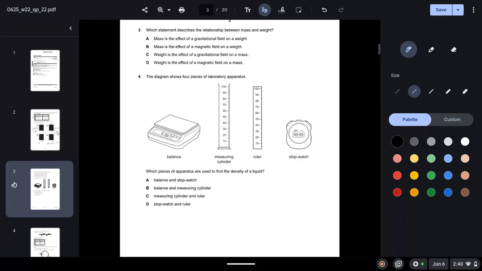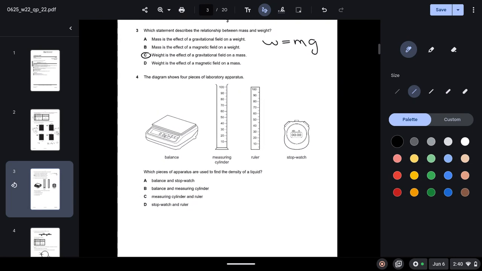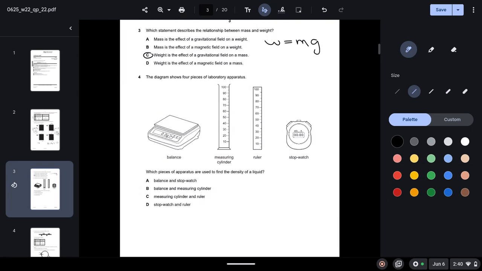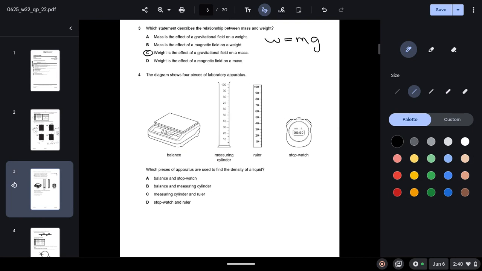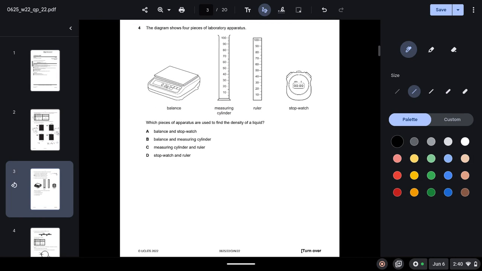Question 3. Which statement describes the relationship between mass and weight? So we know the formula W equals mg. So mass is the effect of a gravitational field on a weight. This is the opposite. Weight is the effect of the gravitational field on a mass. So option C is correct. Weight is the effect of a gravitational field on a mass, because mass is influenced by the gravitational field.